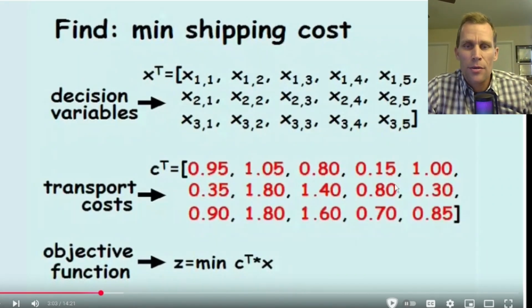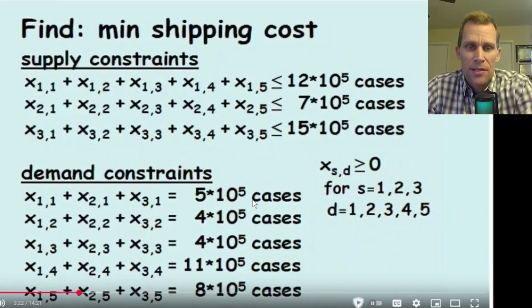So in the red numbers here, you're seeing the actual number. So we're going to be using this in our objective function value. And in the next slide, here it is. This is our constraints. So we have our supply constraints right here. This basically means that the factory cannot generate or fabricate more than 1.2 million, 700,000, and 1.5 million cases of product.